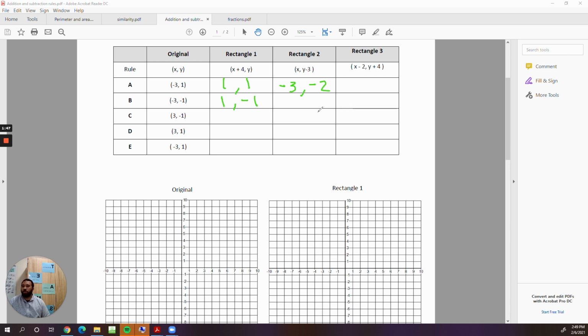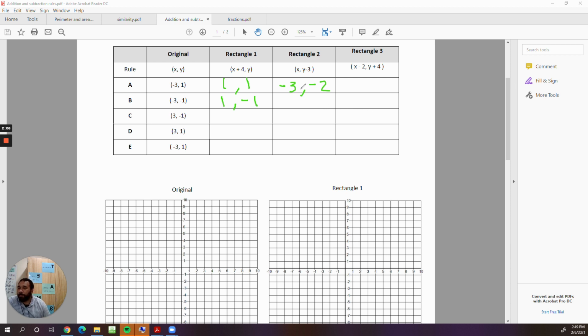Remember that if you have a hard time adding and subtracting negative numbers, what we're trying to see is what effect this has on the shape. Not necessarily can you add and subtract negative numbers. So feel free to use your calculator if that will help you.